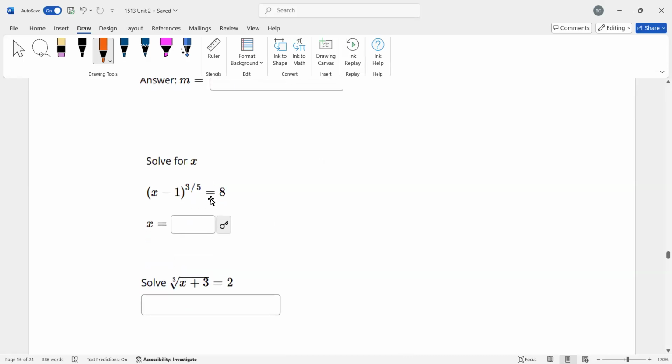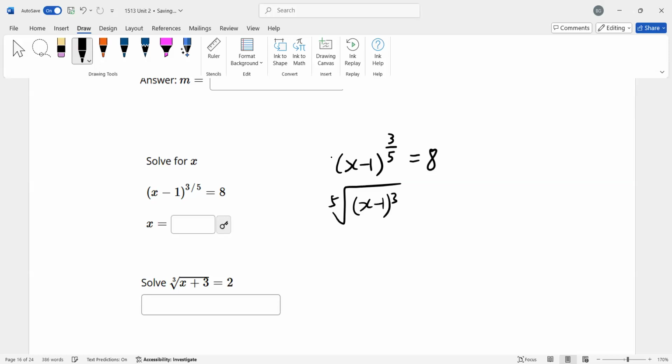This one can be done quickly. This one. (x − 1)^(3/5) = 8. You might wonder, this is a radical equation? I don't even see the radical, right? It is radical because the left side can be written as the fifth root of (x − 1) to the power of 3. It is radical.